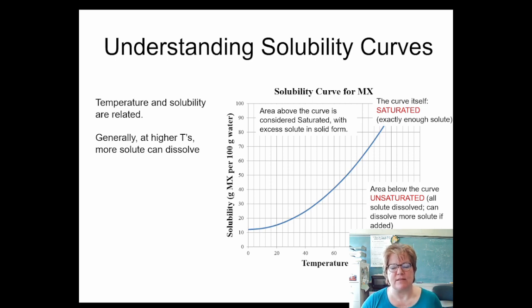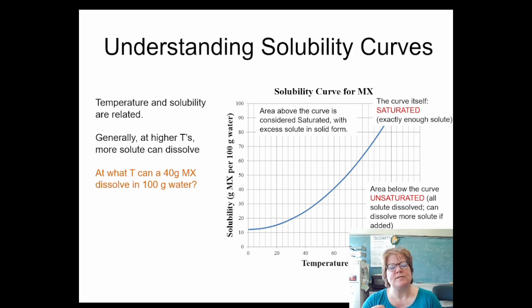I might be provided the curve itself. The line is representing the saturated but homogeneous solution. The area above the curve is considered saturated and heterogeneous. There'll be excess solute in solid form, so it will be heterogeneous. And the area below the curve is considered unsaturated. So it is fully dissolved, but more solute could be dissolved if we had it in there. And in general, at higher temperatures, more solute can dissolve. There are a couple of exceptions to that, but for the most part, things get more soluble as temperature increases.